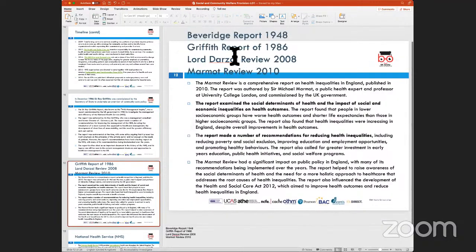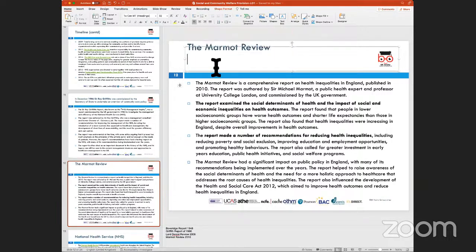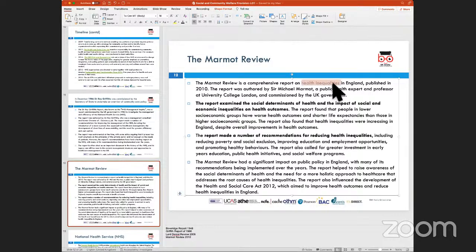And the summary of 3 of these are covered in this particular unit. So I've not covered Lord Darzi's report, but 3 of these reports and summaries of these are actually covered in this particular unit. And this is a slide which basically talks about what was Marmot's review. Now, his review was looking into what is called the health inequalities, social determinants of health and the health inequalities.